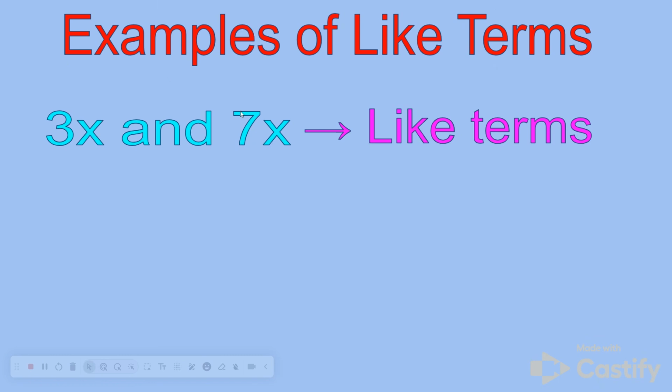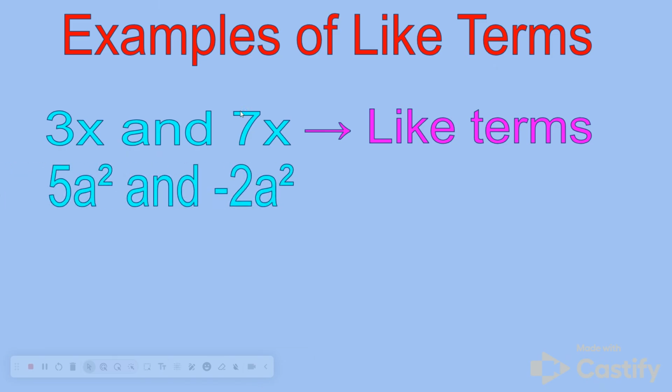Okay, so another example of ones that would be like terms, 5a squared, negative 2a squared. They both have a, they both have a to the second power. Same variable, same exponent means these are like terms. The 5 and the negative 2 have nothing to do with whether they are or not.